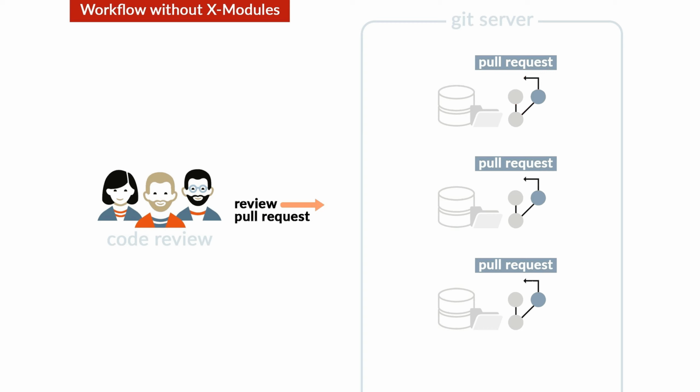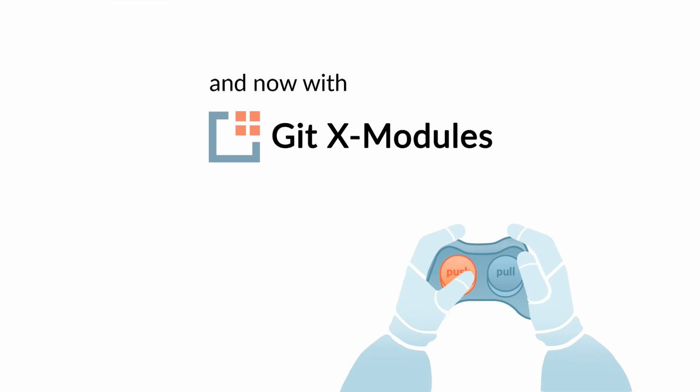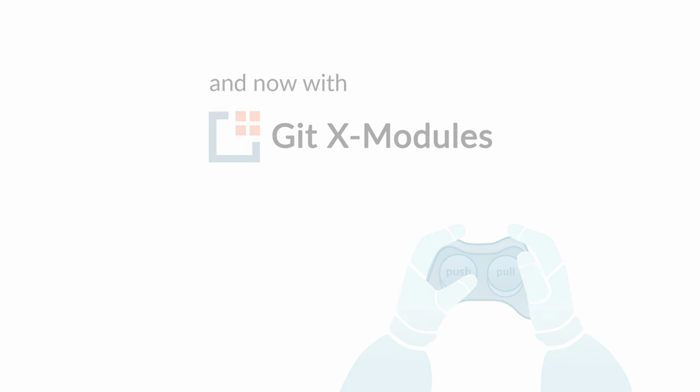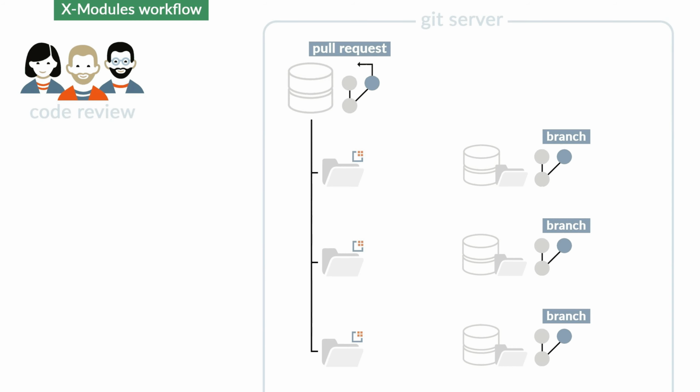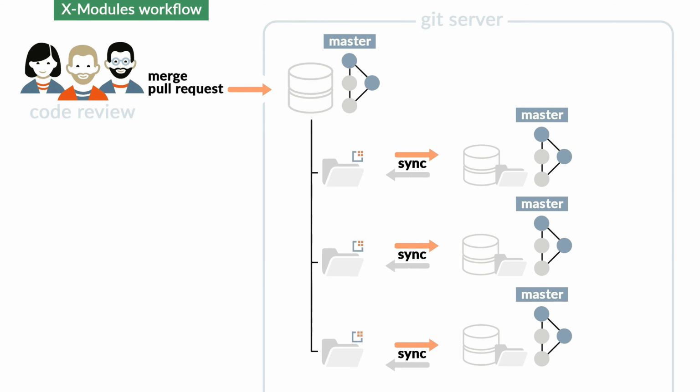You see, before Git X-Modules, the code reviewers had to check the related changes in every single repository. Merging those pull requests had to be done separately as well. With Git X-Modules, all the related changes are in a single parent repository, so the reviewers can see all the related changes in one place, and then merge them in the parent repository. So, Git X-Modules automatically applies the reviewed changes to individual repositories.